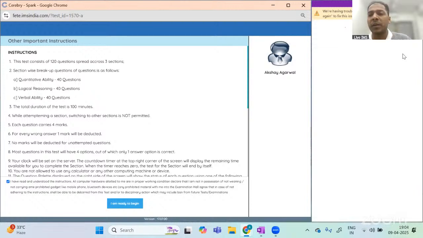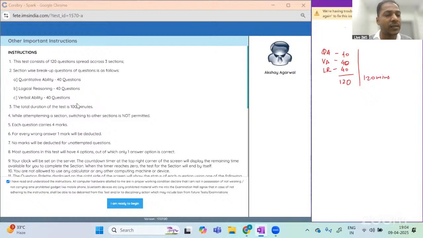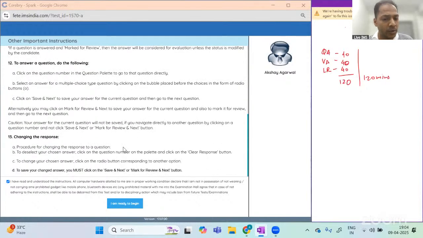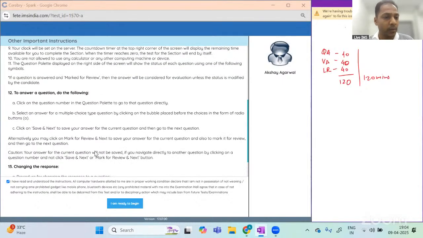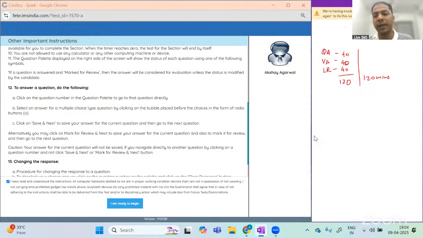So without wasting time, QA, VA, and LR have 40 questions each. There's no sectional time limit. So 40, 40, 40, there are 120 questions, and I'm going to take 120 minutes for the same. I think the instructions here say 100 minutes, but I think this is incorrect. I think when I go inside, it will show me 120 minutes only. To save your response, you must click on save and next or mark for review and next. I think I've read all the instructions carefully, and I'm ready to begin.